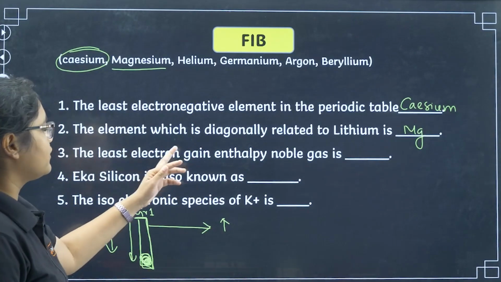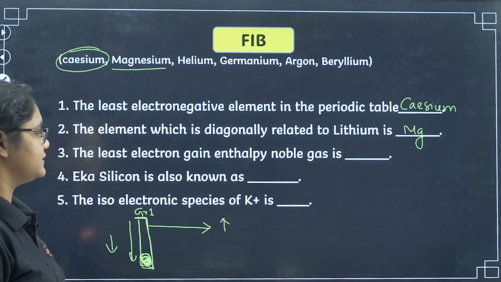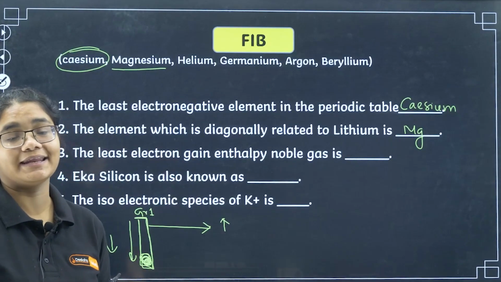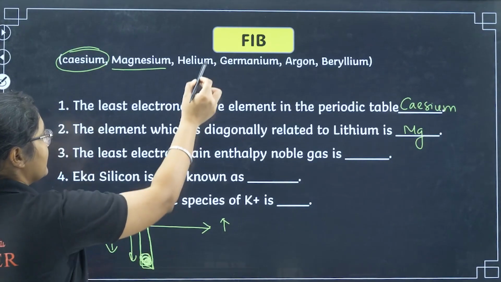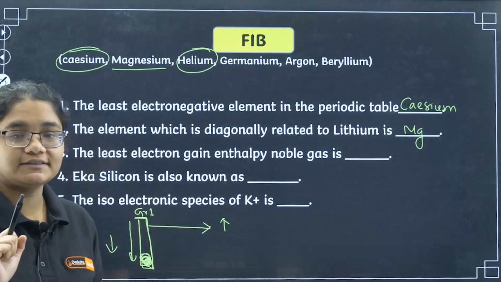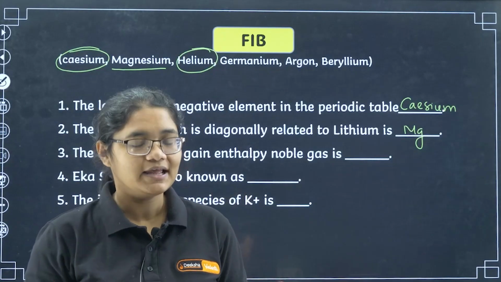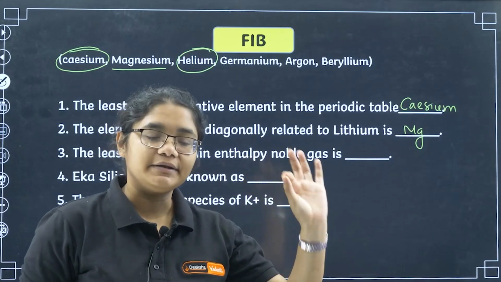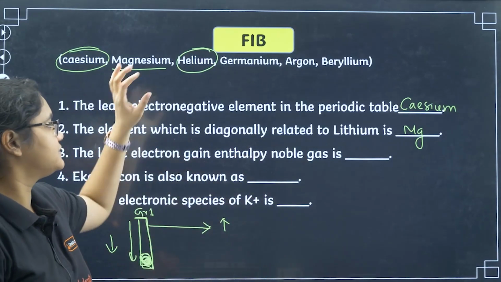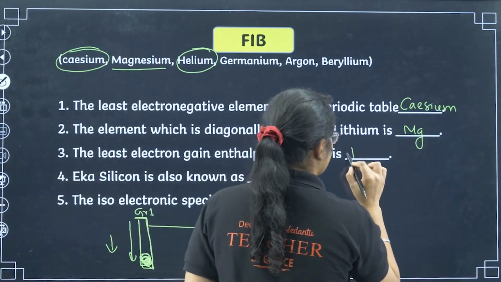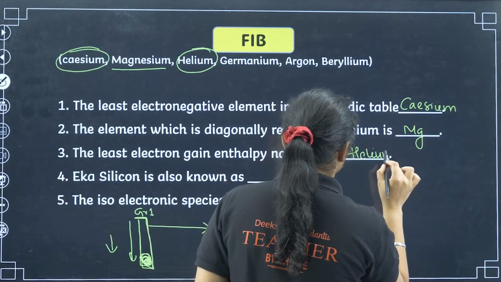The noble gas with the least electron gain enthalpy is... If you see helium, helium's size is small, and it already has 2 electrons in the valence shell, so it is fully occupied, completely filled. That is why it is the element with the least electron gain enthalpy.